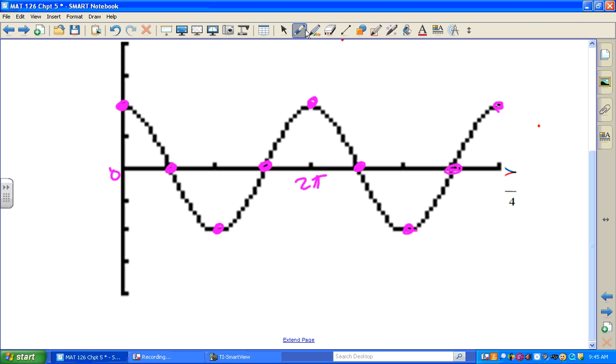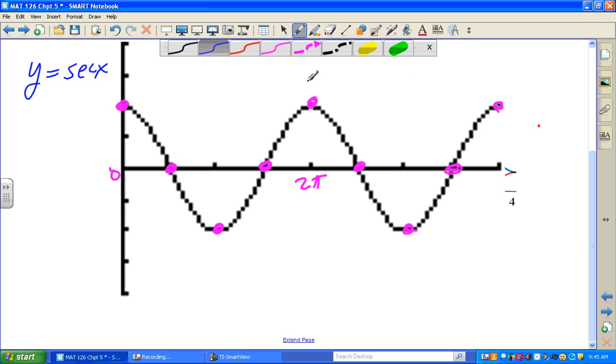So, Ms. Jones, what is the reciprocal? If I want to graph secant, y equals secant, what's the reciprocal of 1?